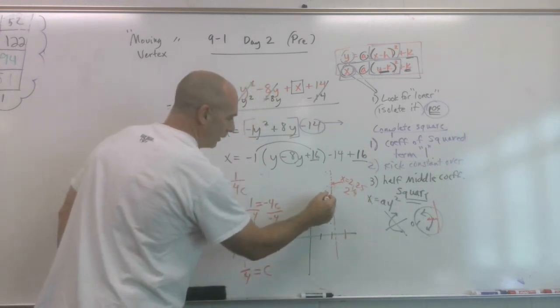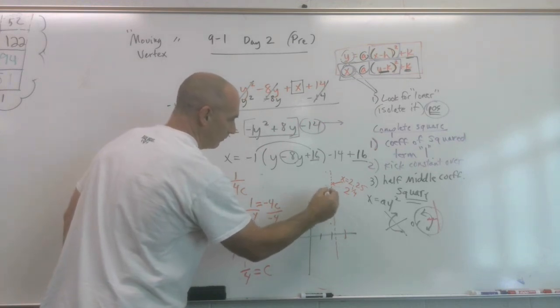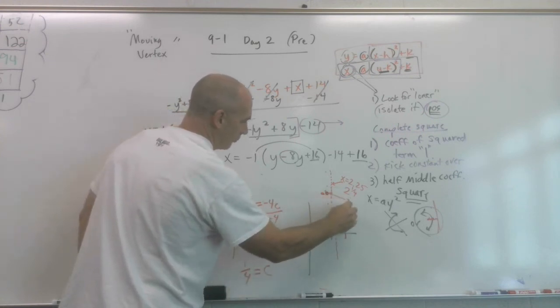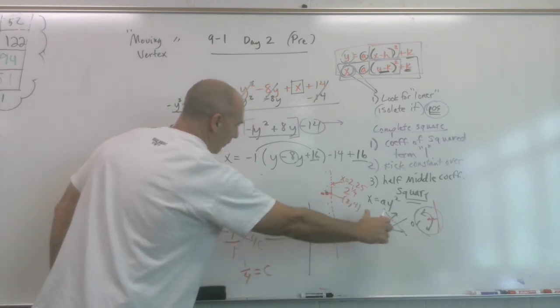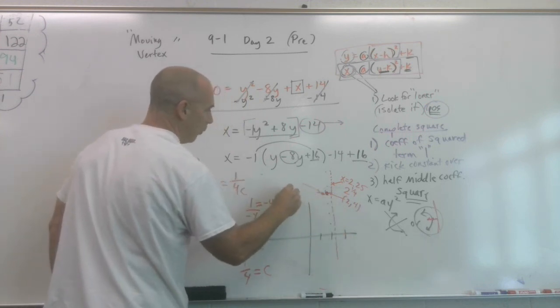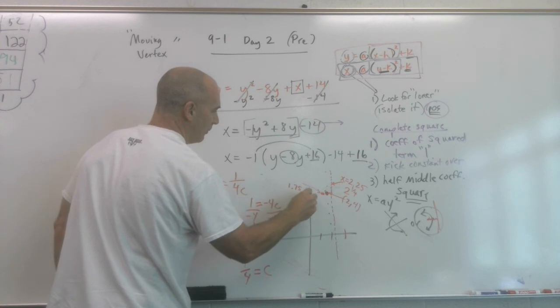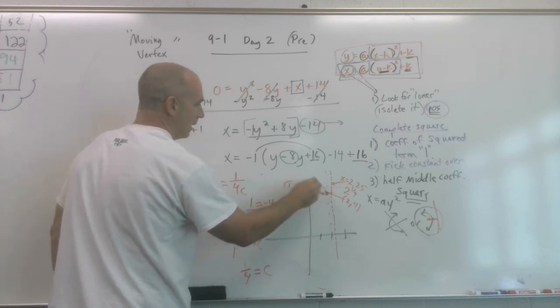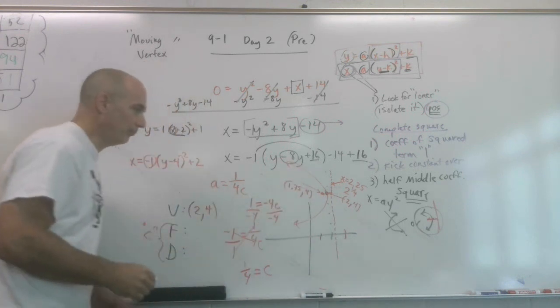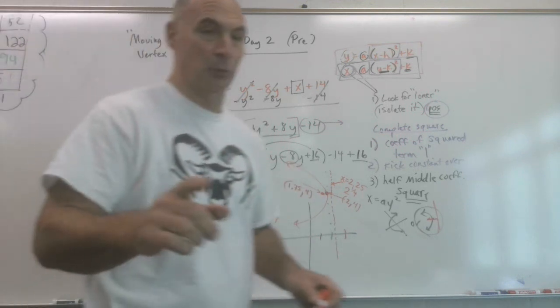But then where's the focus? The focus would be 1/4 of a unit in. So where is that? Well, if this point is actually 2, 4, and I have to move to the left of that 1/4, that would actually be 1.75, 4. And then my parabola would be like this. And there you have it. It's a lot of work.